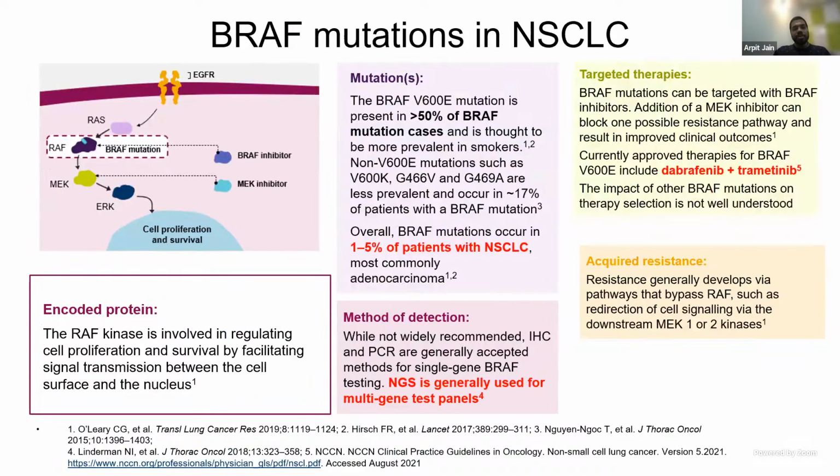Next. Then comes BRAF mutation testing. Again, it is being found in 1 to 5% of NSCLC patients. The most common one is the BRAF V600E mutation, which is found in more than 50% of BRAF mutation cases. And again, it should be detected with the use of a multi-gene test panel. And we have a drug, and it should be combined with MEK inhibitors to bypass the common resistance mechanism. The drug dabrafenib with trametinib is recommended in NSCLC patients.